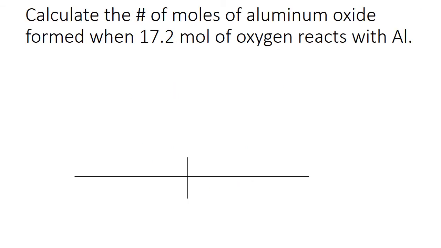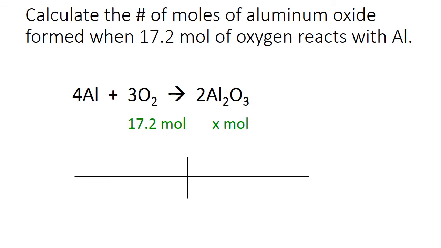Here we are asked to calculate the number of moles of aluminum oxide formed when 17.2 moles of oxygen reacts with aluminum. So we still have our same balanced equation. We're given 17.2 moles of oxygen and we want to find moles of aluminum oxide. So we start with our 17.2 moles of oxygen. And since we want to go from moles of oxygen to moles of aluminum oxide, we need to use the mole ratio of aluminum oxide to oxygen.